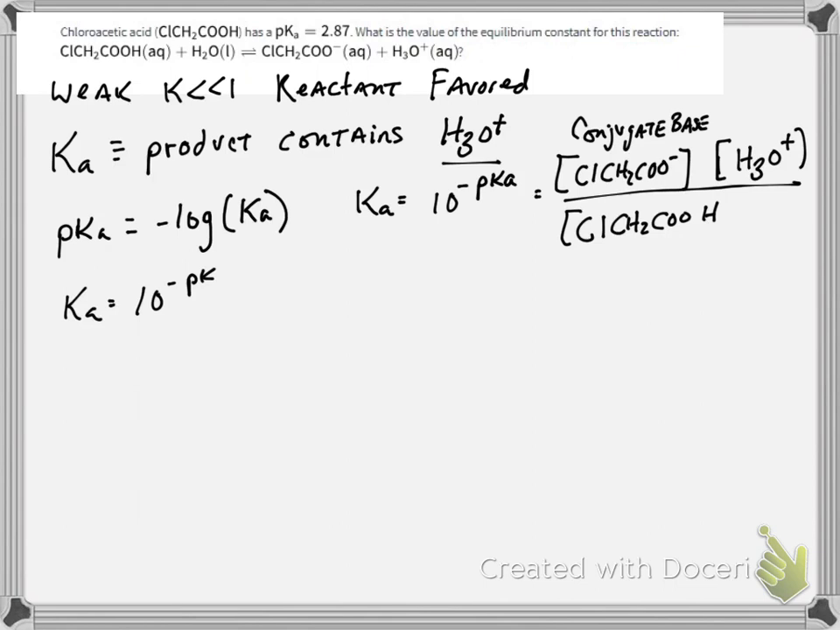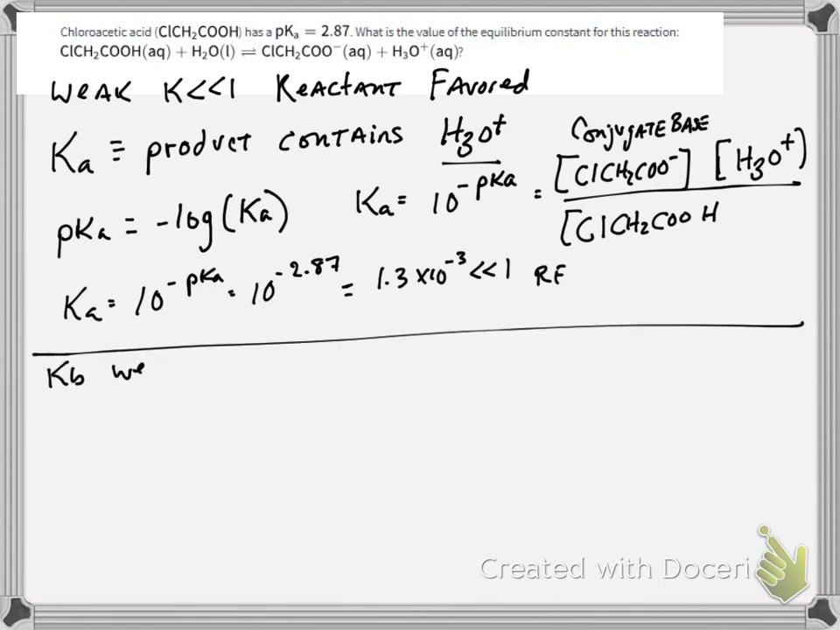But numerically, we can calculate this ratio by taking 10 to the minus pKa. And if we do that, 10 to the minus 2.87 is 1.3 times 10 to the minus 3. Much, much less than 1, reactant favored. So this is a typical calculation you're asked to do. You're given a reaction, you're given a pKa, and you're asked to find out what is the equilibrium constant for that reaction.